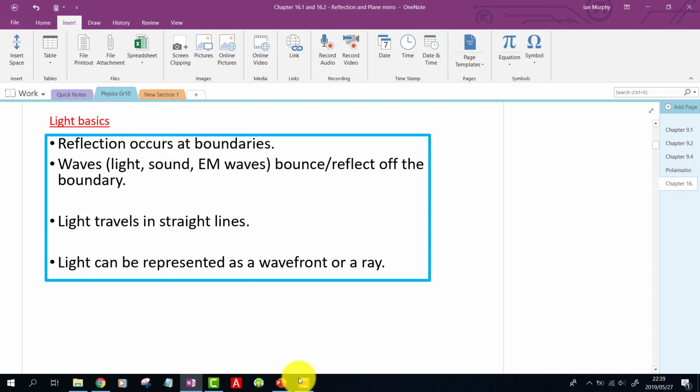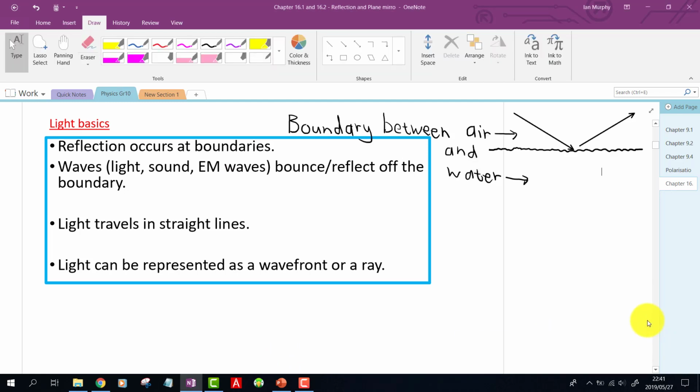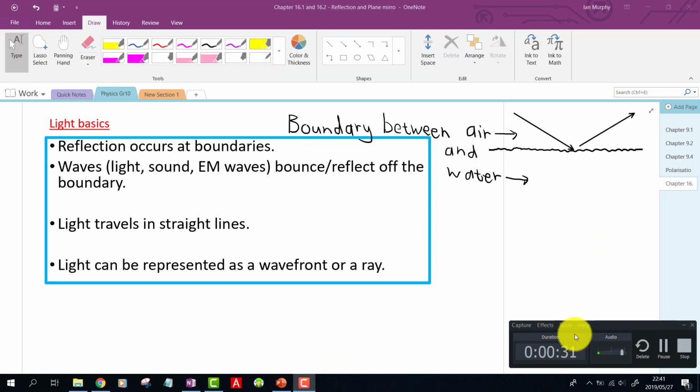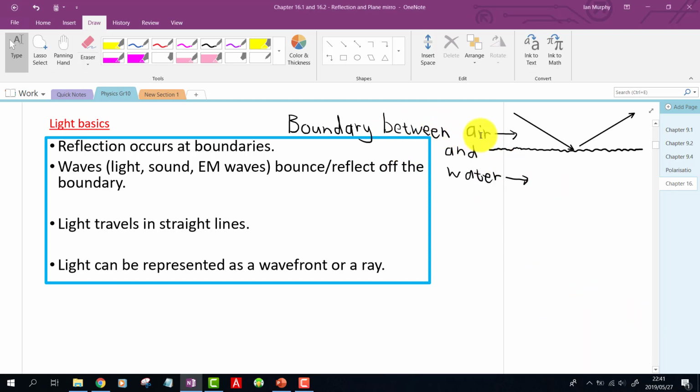A boundary can be explained as follows. In this diagram we have a boundary between air and water. This is supposed to be the surface of the water. We've got air and then water. Air gives less resistance to light, water gives more resistance to light. Because of this difference, it allows light to be reflected. So a light ray comes in and then it reflects off the water. This is what it means by reflection occurs at boundaries.